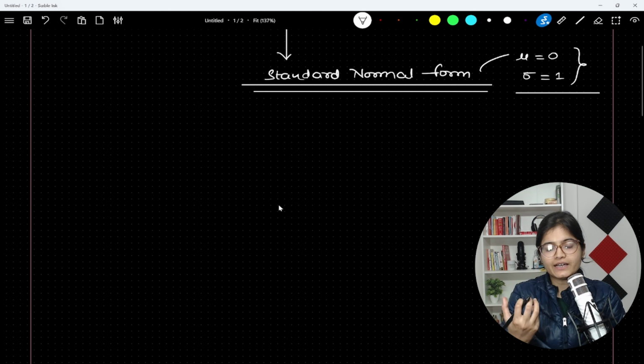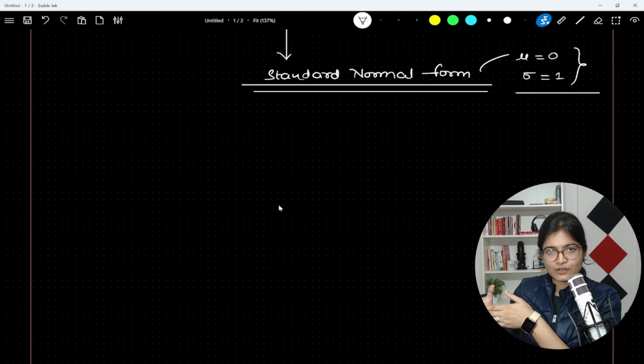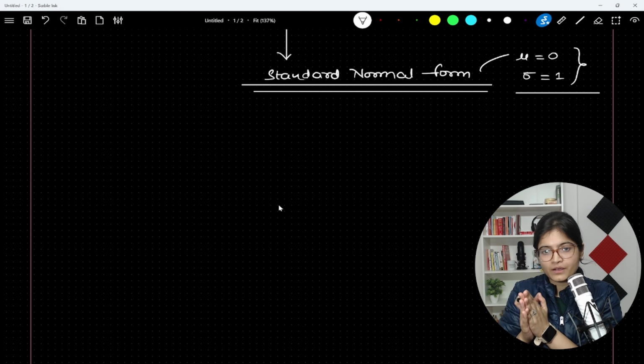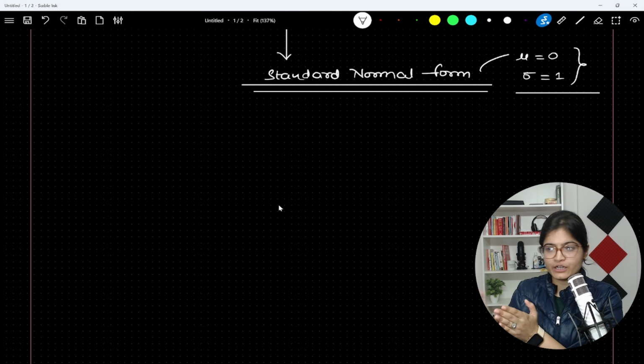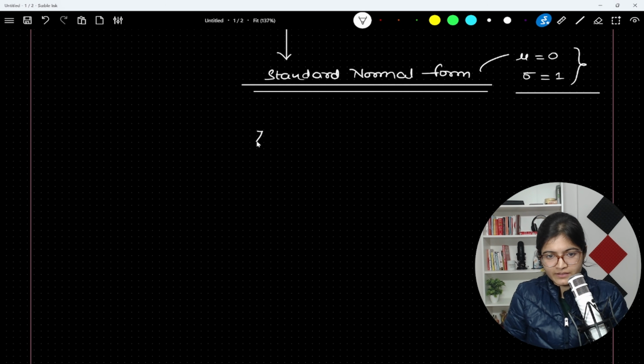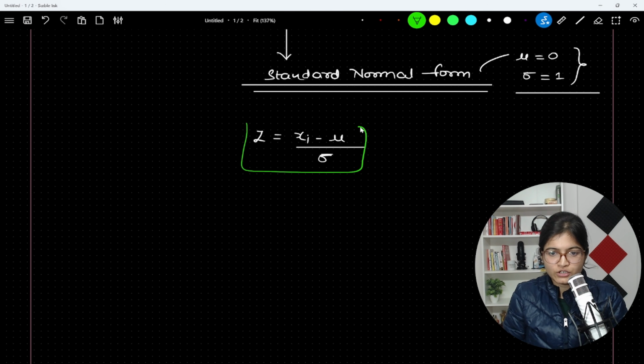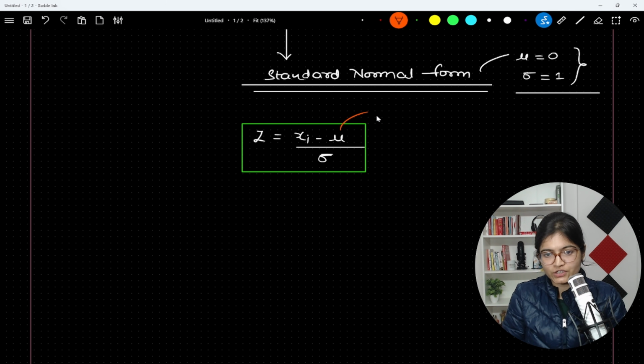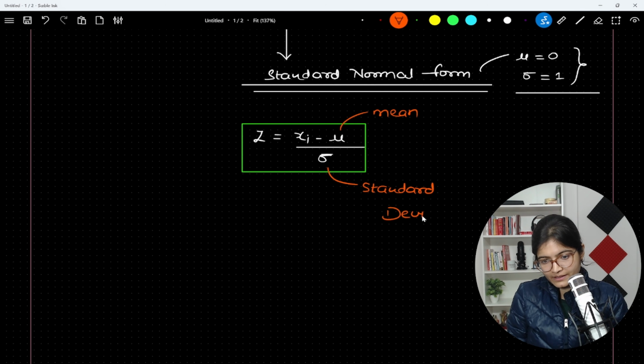The question is how we can convert given data points. If I provide you a set of feature values, numeric data points, how will you be able to convert that into a standard normal form? What will be the formula to do that? The answer is the z-score. It is nothing but the value of xi minus mu, divided by sigma. Here mu is the mean, and sigma is the standard deviation, right?